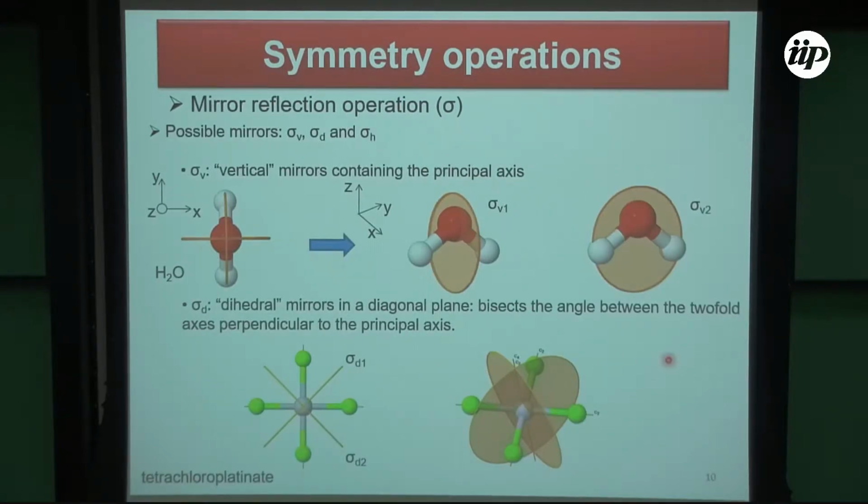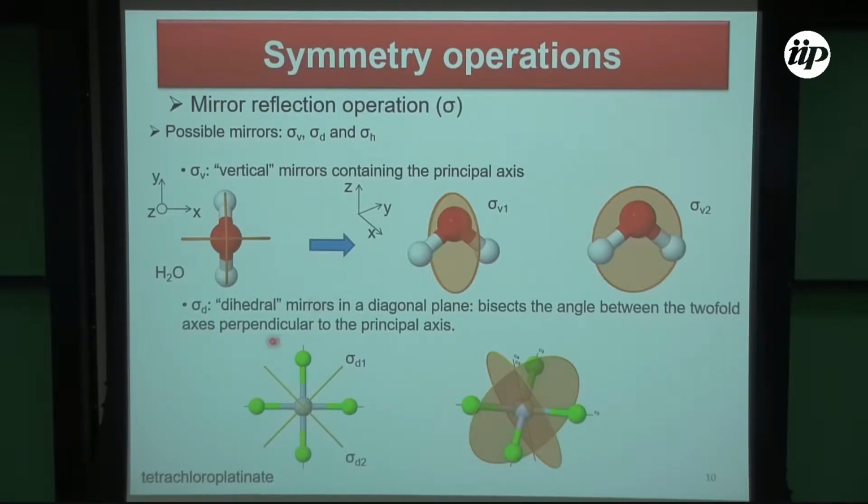All right, the mirror. We can have a mirror reflection in these systems. So we have one mirror, for example, in the H2O molecule. If you look from the top, we have one mirror here and another mirror here. This is a YZ mirror, and this is a ZX mirror. Both of them are vertical mirrors, because they contain the main axis. So here is the molecule, the main axis is here, and these two mirrors contain the main axis, so they are called vertical.